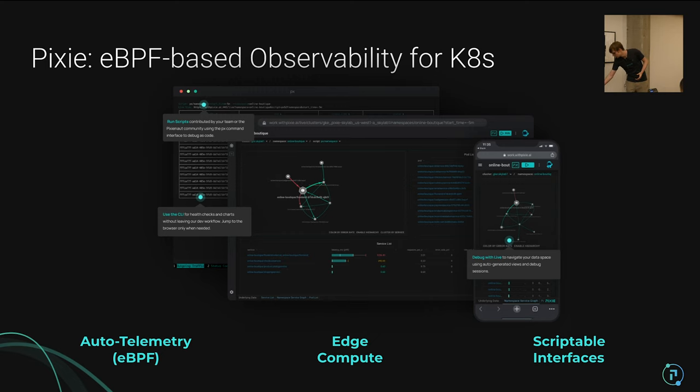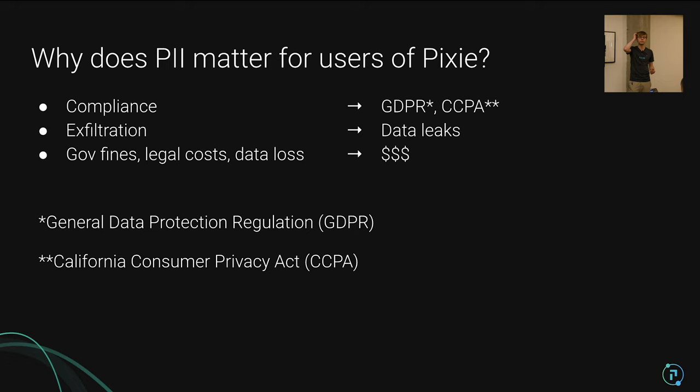And increasingly, we've seen a rise of privacy legislation, including in the EU, there's something called the General Data Protection Regulation, the GDPR. We've also seen similar legislation in California. So users of Pixie are increasingly subject to these regulations and are having to change the way they process and store sensitive data. And of course, there's a risk involved.